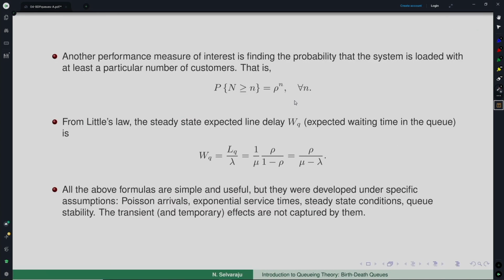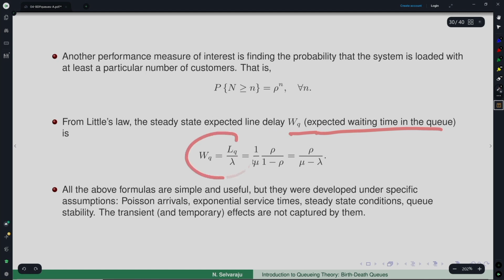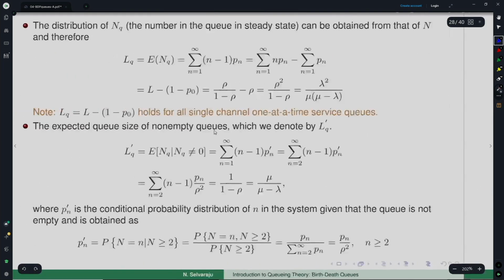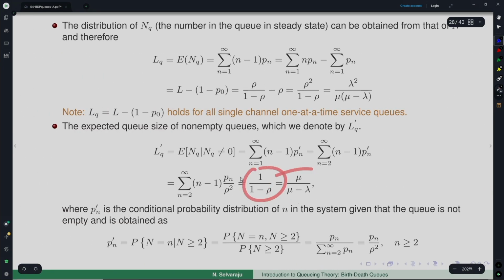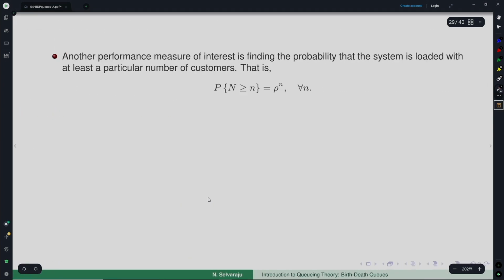Now, from Little's law, one can look at the steady state expected delay WQ, which is the expected waiting time in the queue, because LQ we already know. So, from Little's law applied to the queue, we will get LQ by lambda, which is equal to this quantity. Again, you can analyze what will happen to this probability as rho tends to 1, and what will happen to, for example, this quantity as rho tends to 1, and so on. Many things you can analyze in a similar way.